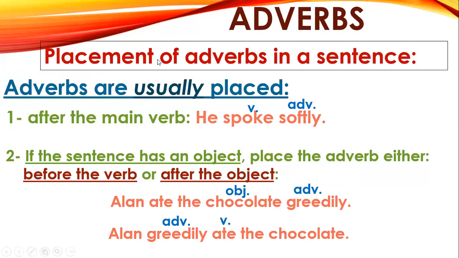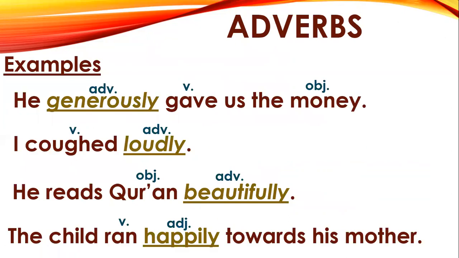Again, the placement of adverbs in a sentence. Number one, after the main verb. Number two, in sentences that have objects in them, I have two choices. I can either put my adverb before the verb or after the object. Examples. He generously gave us the money. Here, in this sentence, I have an object, which is the money. So I put my adverb before the verb.